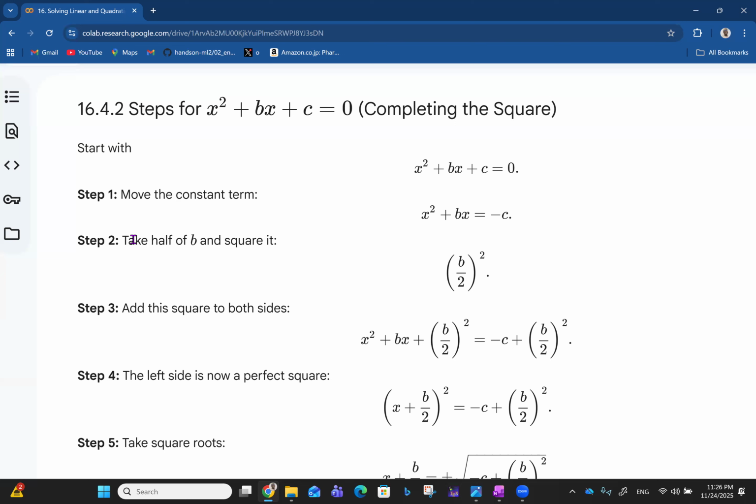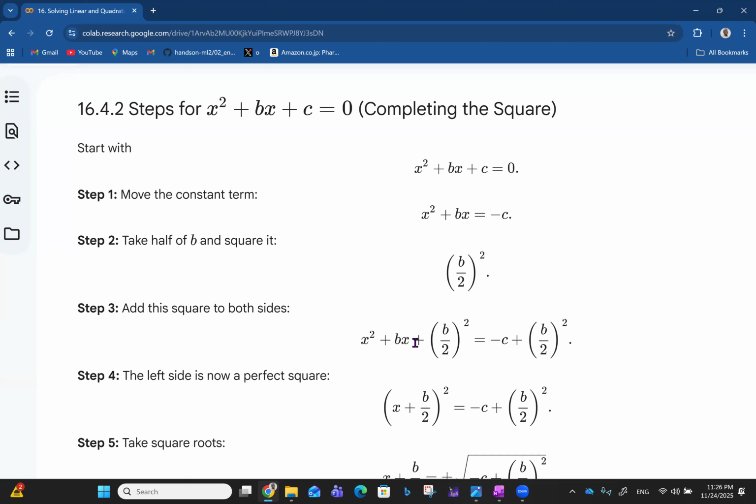Then the next thing you want to do is to take half of b and square it. That's whatever the coefficient of x is, take it. That's b divided by 2. So take the coefficient of x divided by 2 and square it. So when you square that, add this square to both sides. So if you add this to both sides now, you would have squared the left-hand side.